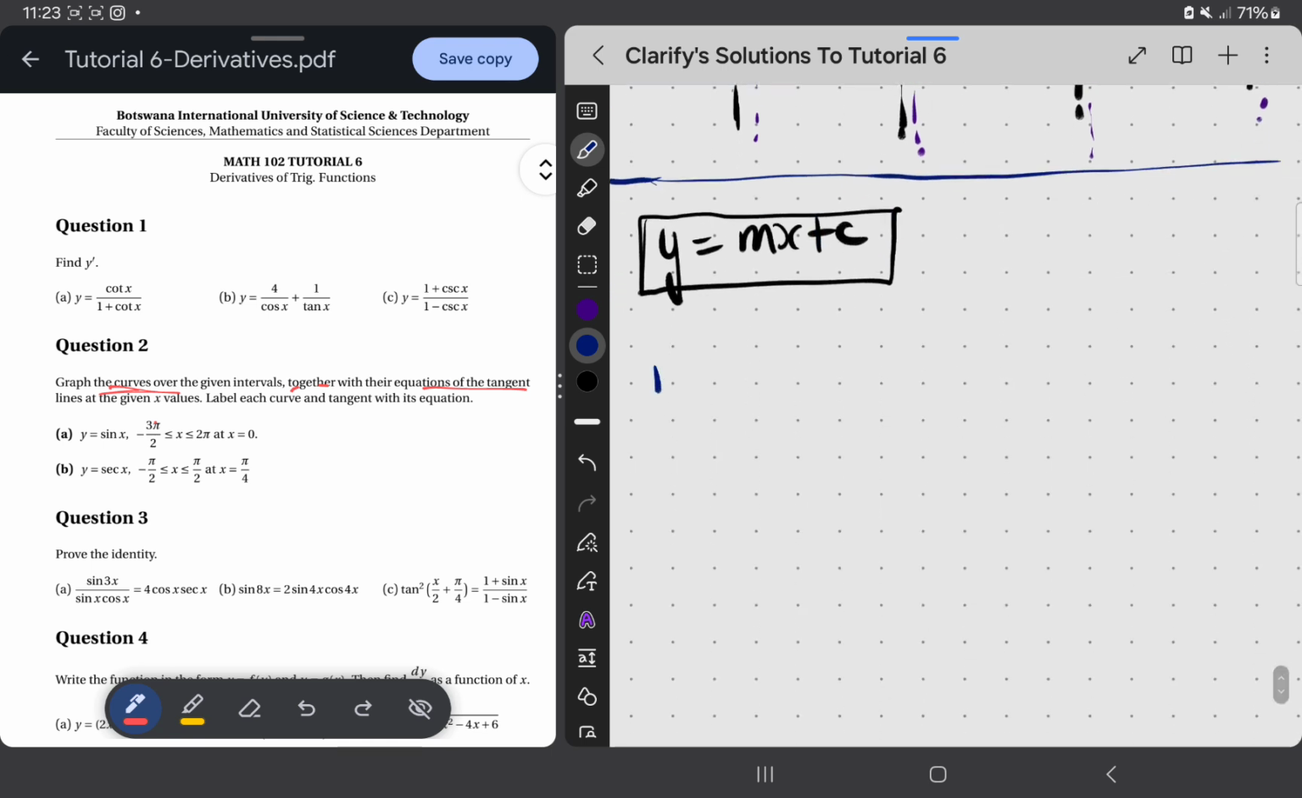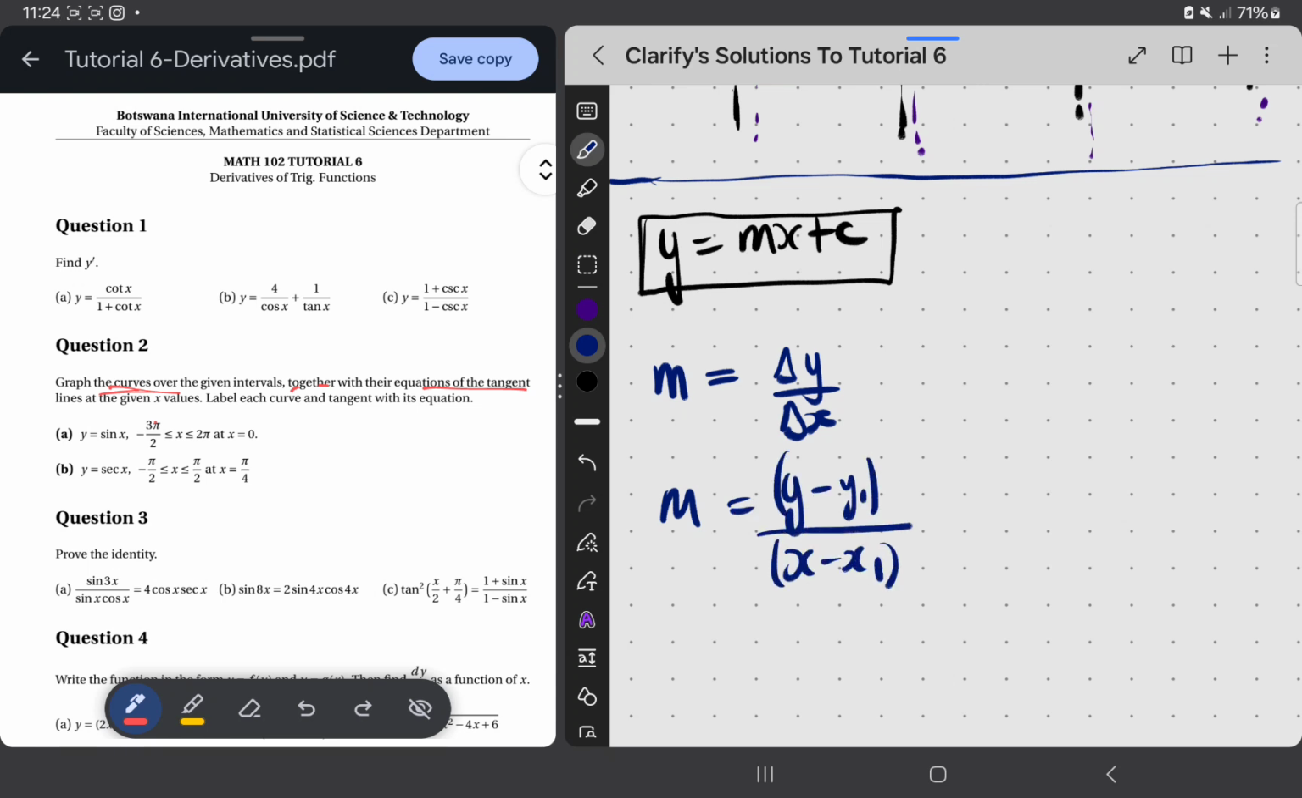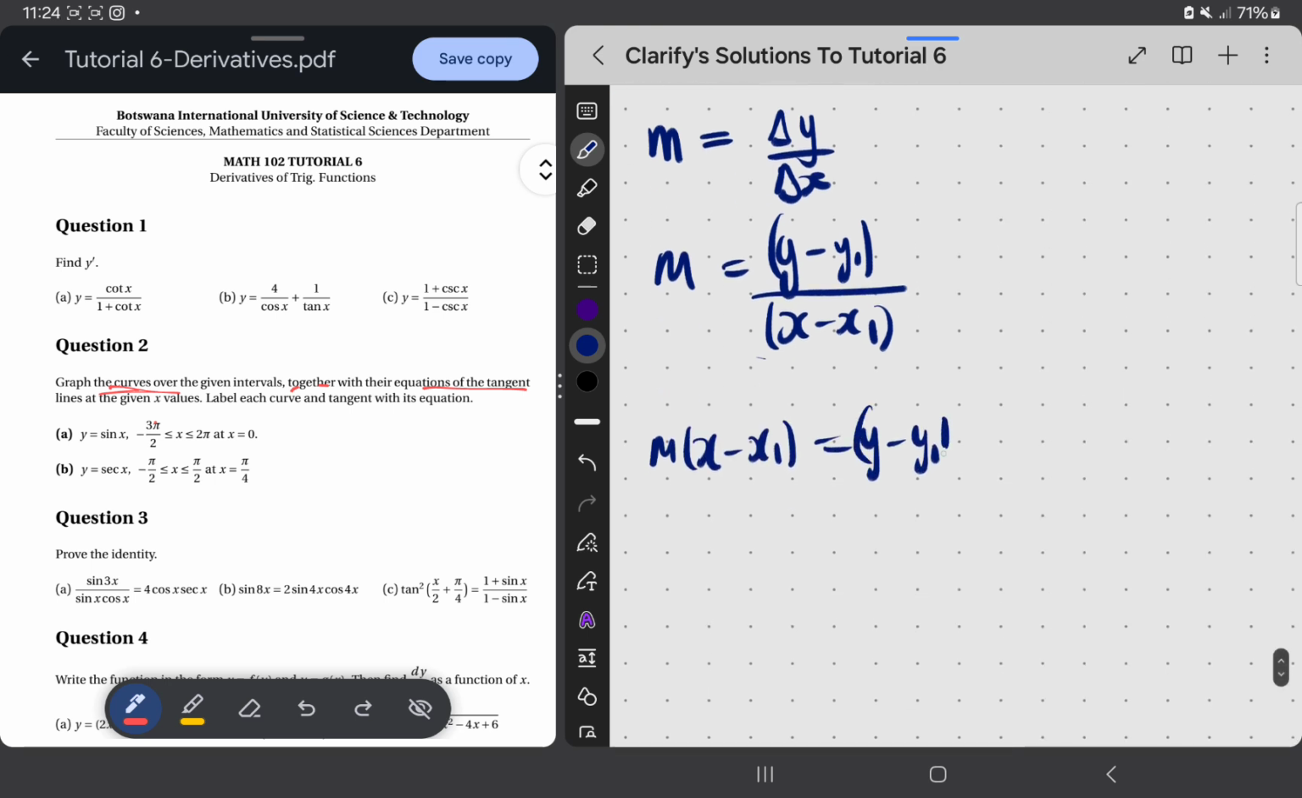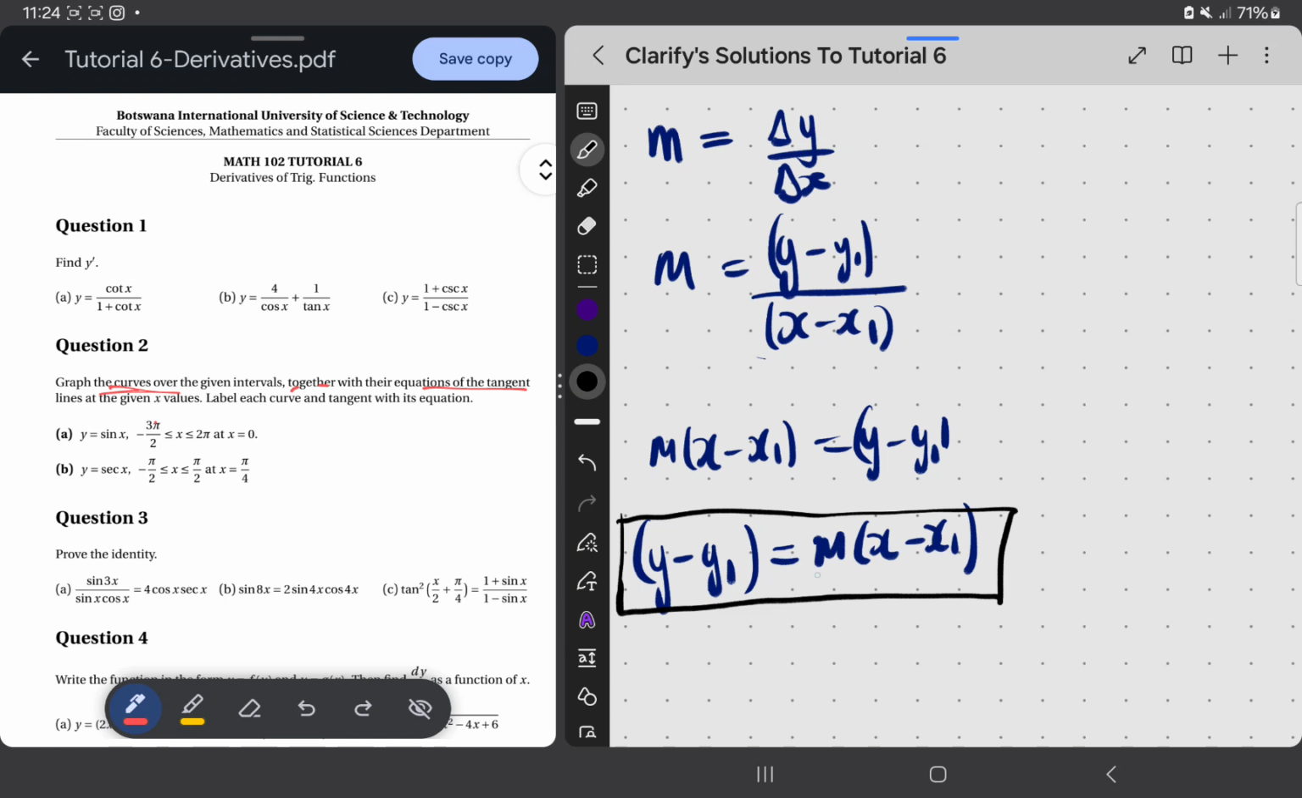Well, there's another one which comes from the formula of gradient. We know that the formula of gradient is change in y over change in x. And we can say that the formula of gradient would have been y minus y1 over x minus x1, right? Now, this is the one which we use because we just take x minus x1 to the other side and we'll have m multiplying x minus x1 giving us y minus y1. We just say y minus y1 is equal to m multiplying x minus x1. This is the one which we are going to use to find the equation of a line. This is the one we use now.